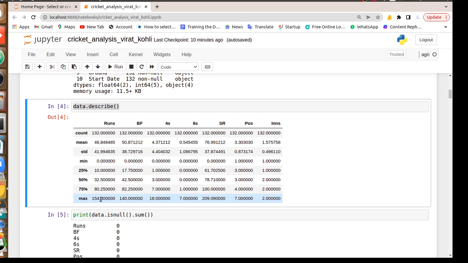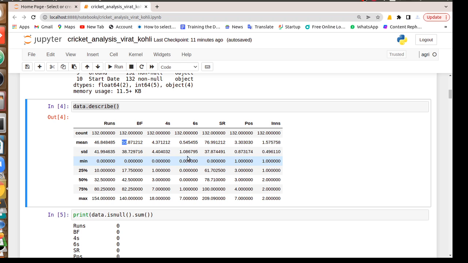I think you are understanding how to analyze this stuff. The same comes under best performance. In best performance also his average is 50, this is 38, and you can analyze all the things. When it comes to fours and sixes, first we will see the fours. His mean fours is 4, which means in each ODI he hits 4 fours on average. 25% of the time he will score at least 1 four. 75% of the time he will score up to 7 fours, and the maximum fours he scored is 18.